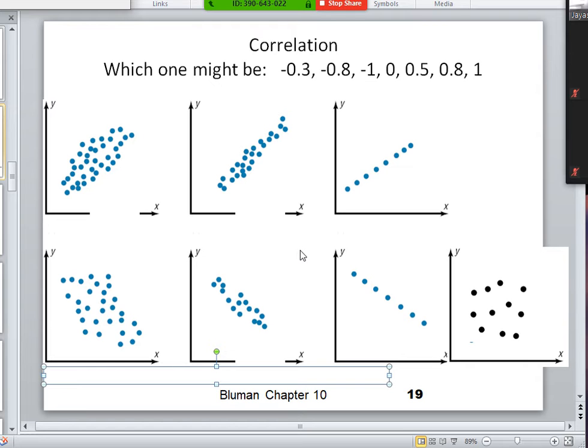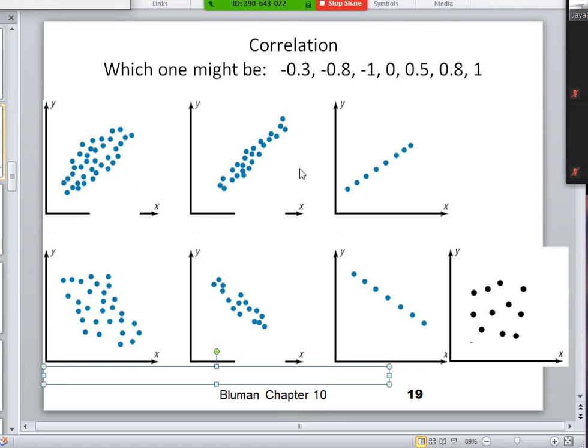Correlation of 0? Yeah, the last one, the last graph on the bottom, the black one, exactly. This one has a correlation of 0.